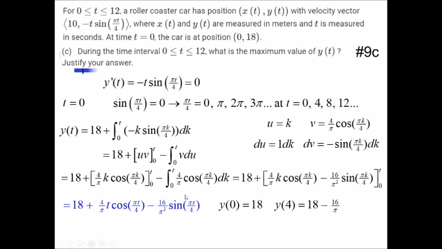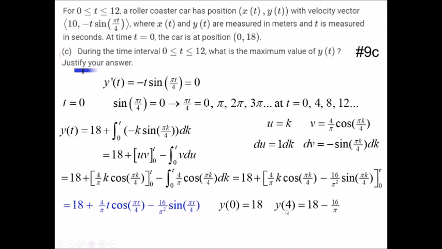And then over here, if I plug in 4, I've got essentially sine of pi, which is just 0. So this whole second term gets zeroed out. So we just end up with 18 minus 16 over pi. Okay, that's not very pretty to look at, but we just have to compare it, and hopefully it'll be clear when we look at the other candidates.